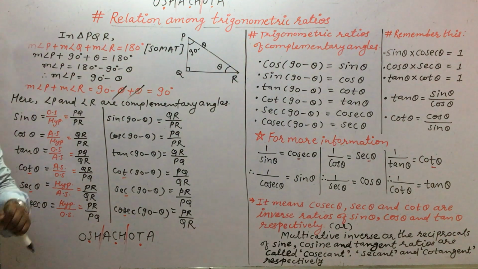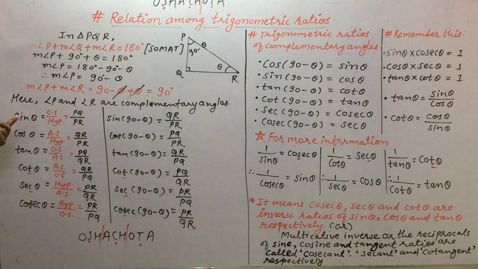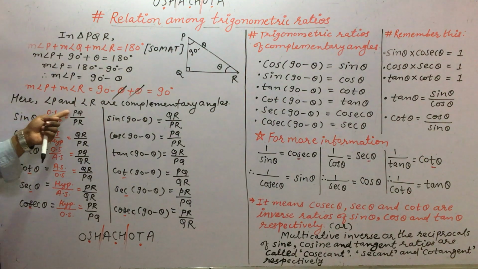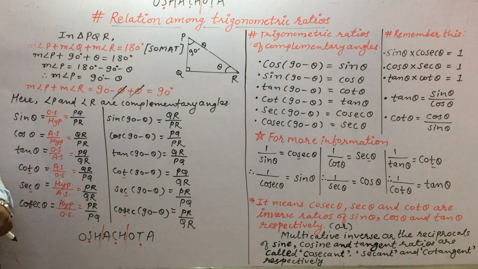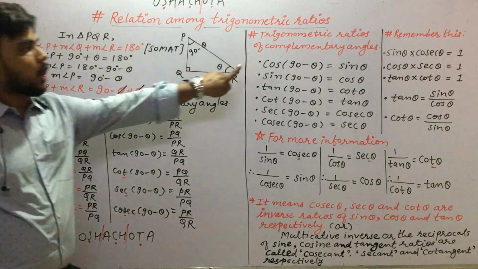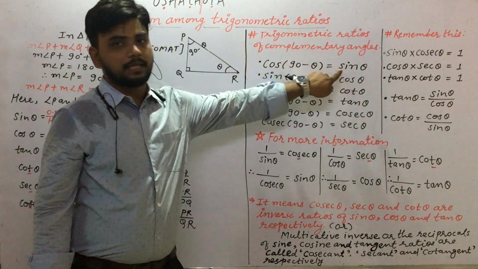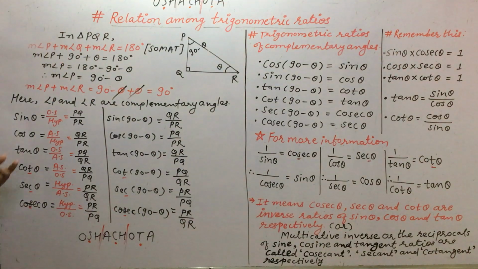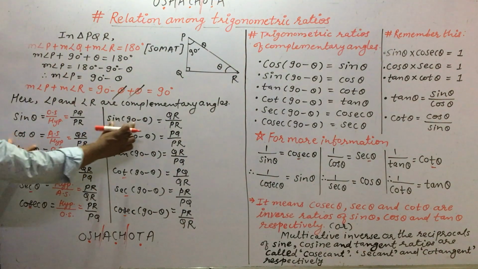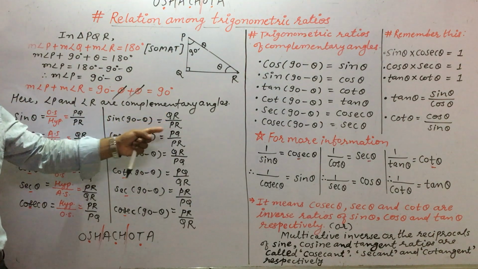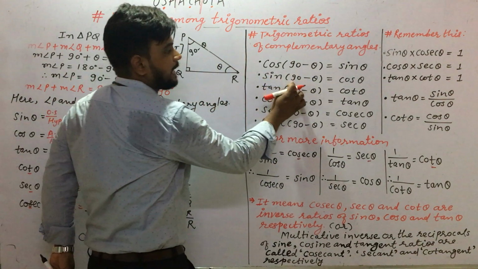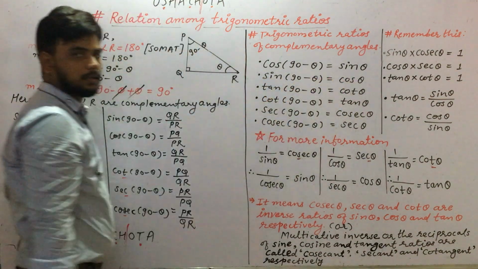Okay. Now look carefully. If you are seeing sin theta and here cos 90 minus theta, what is the answer of both? PQ upon PR and PQ upon PR. Means cos 90 minus theta is sin theta. And if you can see cos theta and sin 90 minus theta, so QR upon PR and QR upon PR. It means sin 90 minus theta is equal to cos theta.